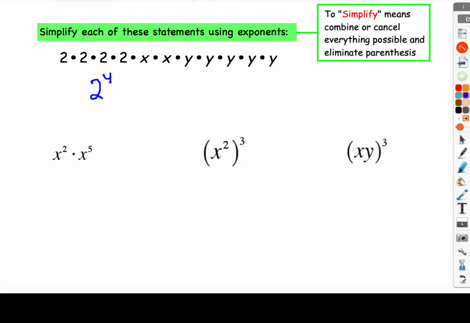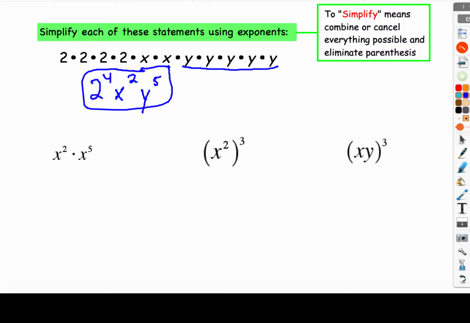Same thing, since we have 2 x's multiplied in the middle here, we can say that x is the base, as we call it. The base is raised to the 2nd power. There are 2 of them multiplied together there. And then finally, because we had 5 different y's all multiplied together, your base is y and your exponent would be a 5. There's 5 y's all multiplied in there. And that would be a simplified statement using those exponents.